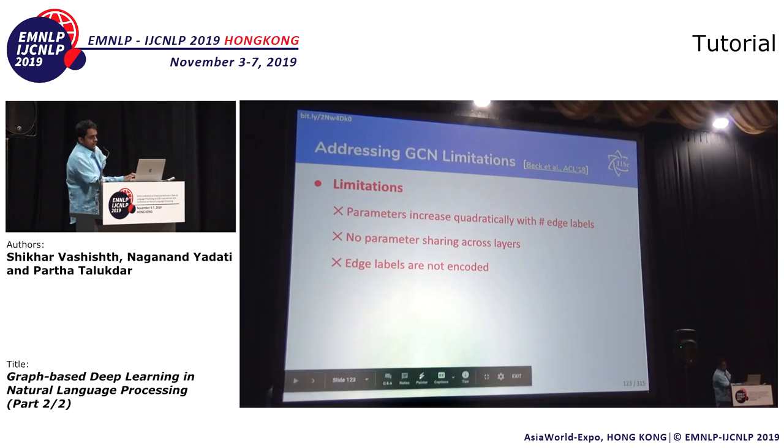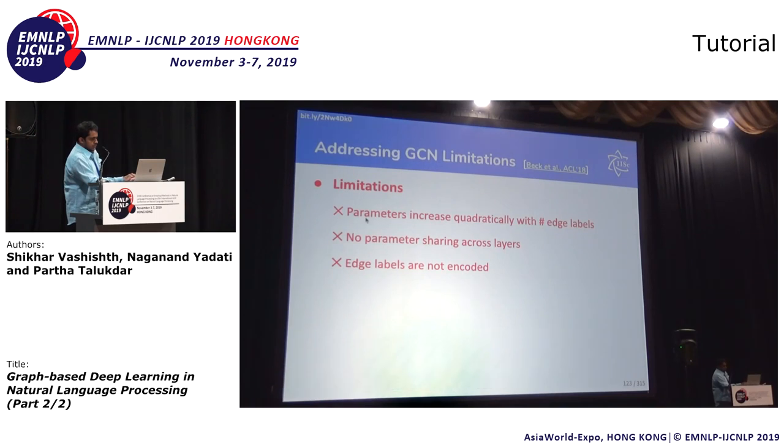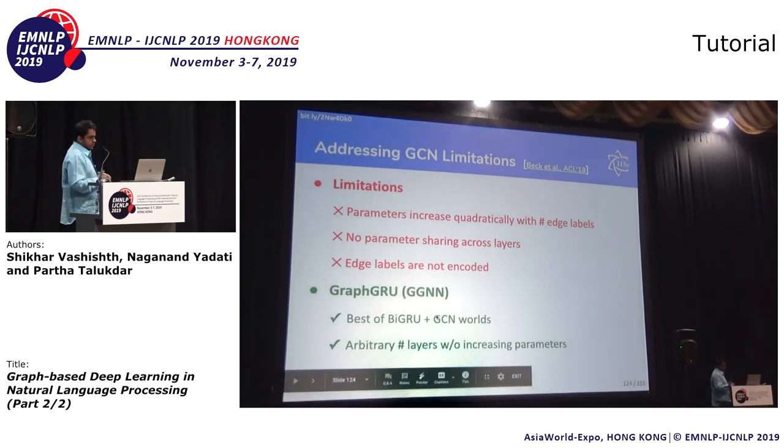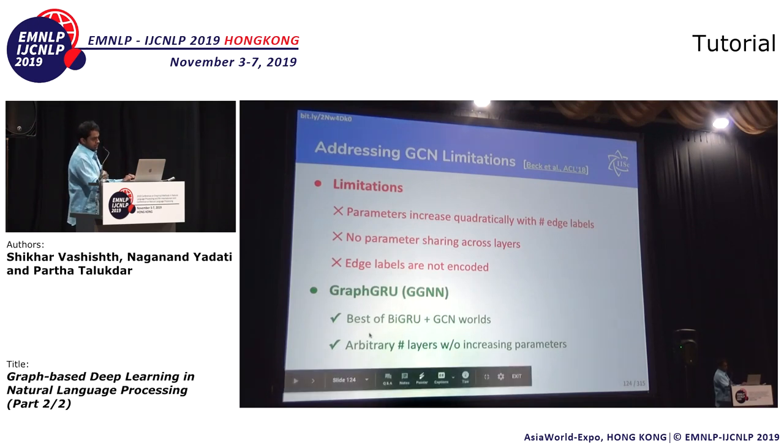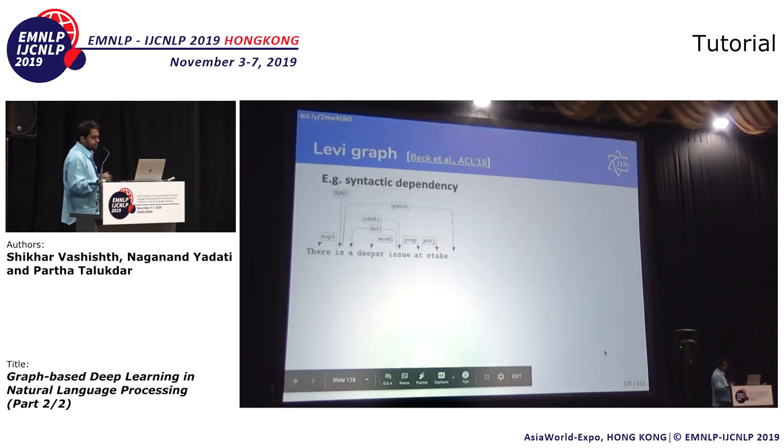Now in this ACL 18 paper, they address some of the limitations of GCN. It has three limitations. One limitation is that the parameters increase quadratically with the number of edge labels. There is no parameter sharing across hidden layers. And also edge labels are not encoded in the syntactic graph. These limitations are overcome by a GRU kind of architecture on the graph. This gives us the best of both BiGRU and GCN worlds. And one main advantage is that it has an arbitrary number of layers without increasing parameters, right?